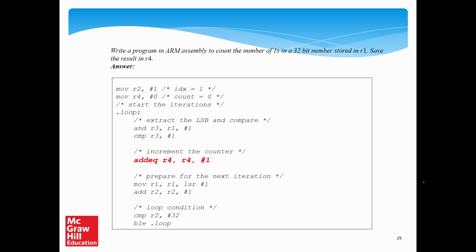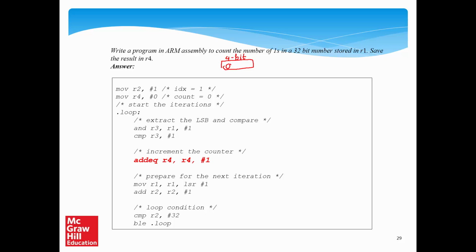So let's take a look at a slightly more complicated example. Let's write a program in ARM assembly to count the number of ones in a 32-bit number, which is stored in R1, and let's save the result in R4. So let me consider a 4-bit number. So consider a 4-bit number.